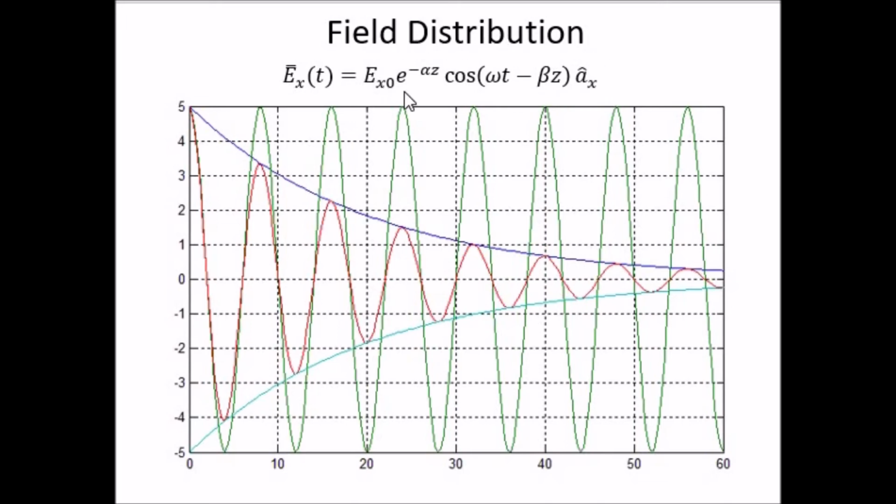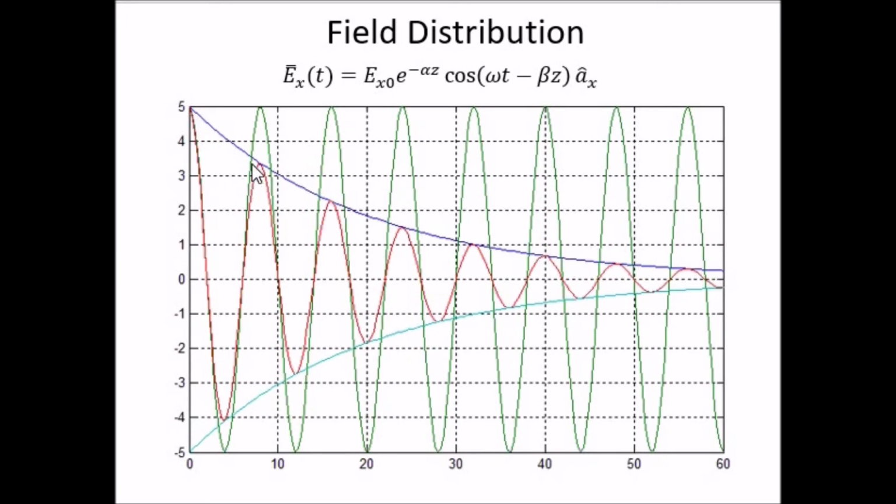If you plot this expression on a graph, the field graph in a lossy dielectric is shown in the red line. So the red line shows the electric field in lossy dielectric, and it has two parts. One part is this blue line on the top, or the cyan line on the bottom. These two graphs are the decaying graph.